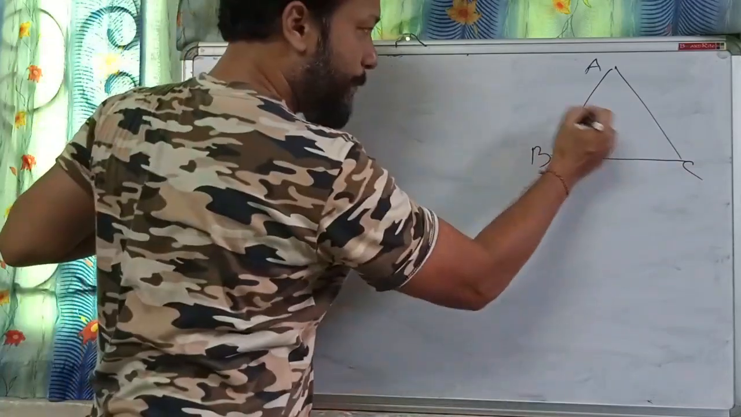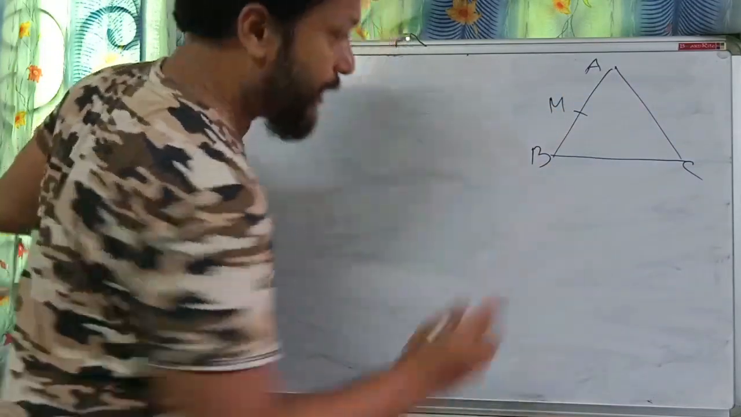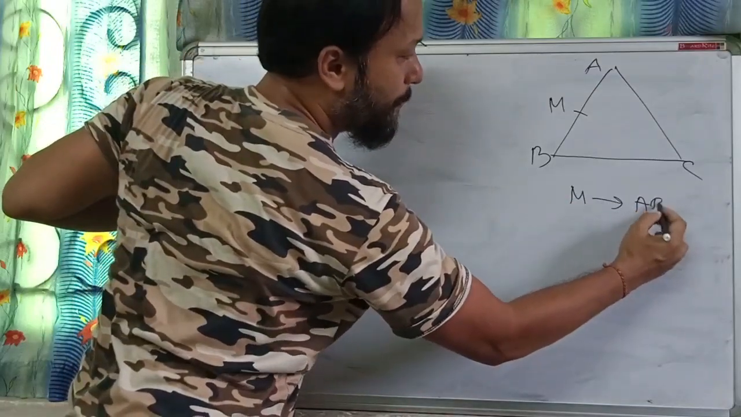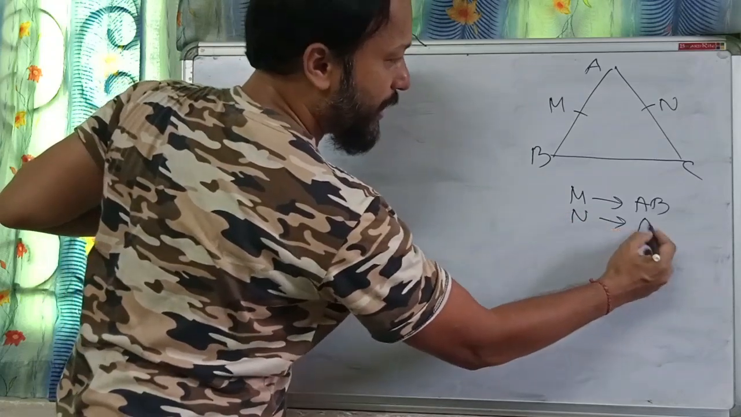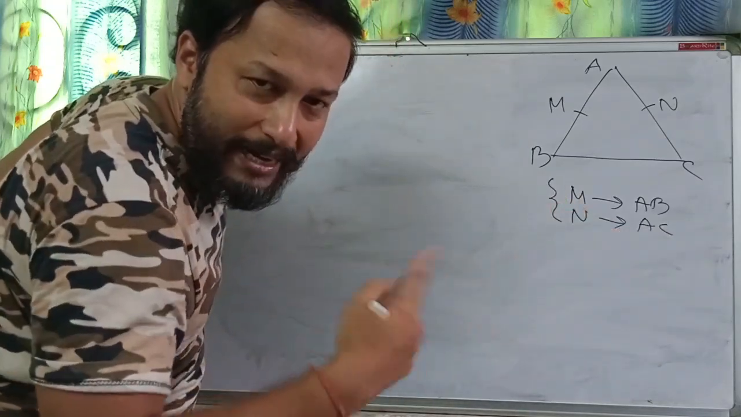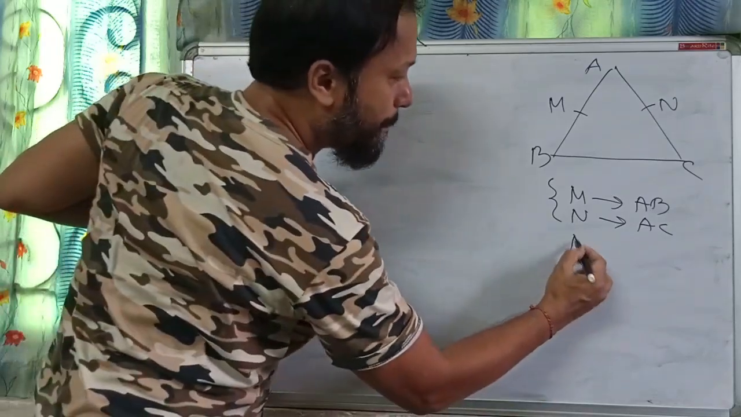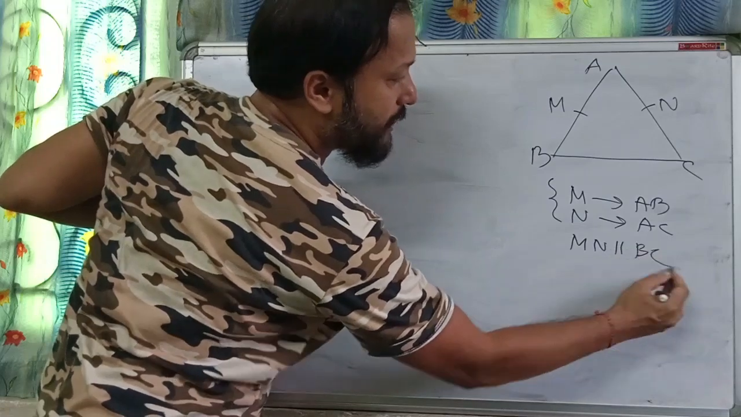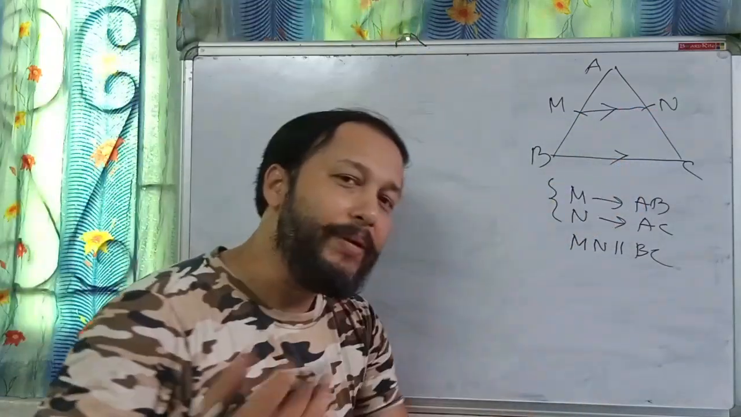Where M is the midpoint of AB, and N is the midpoint of AC. These two are given. If these two are given, then we can write that MN is parallel to BC. Yes, MN is a line that will become parallel to BC.